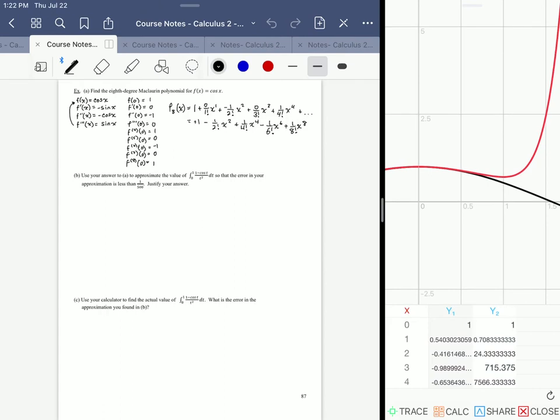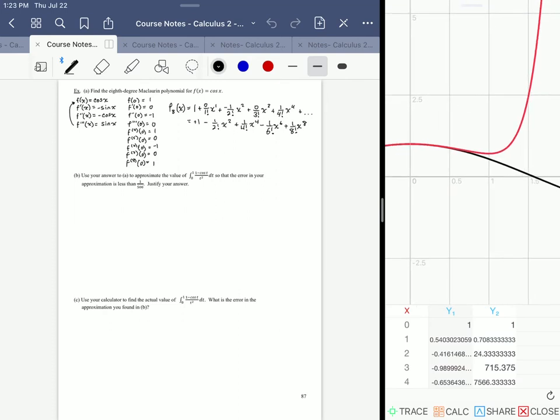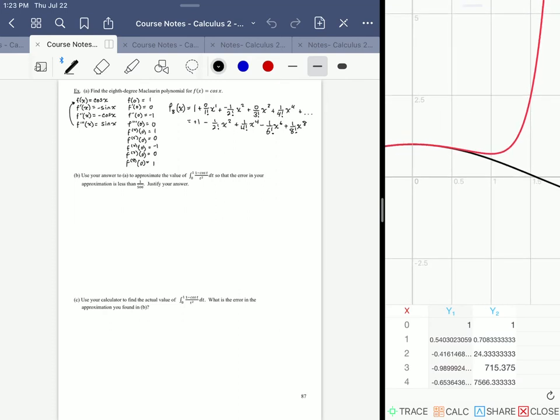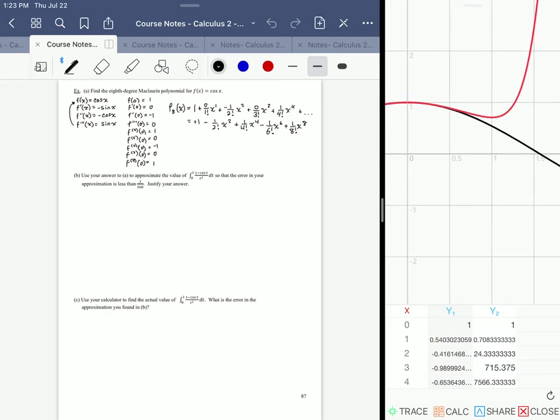Now, over 0 to 1, it looks like the red one deviates some from the black one. The black one is the cosine function. The red one is the polynomial function. We would probably need a few more terms to get where we need to go, maybe even just one more term of the polynomial. So we'll keep that in mind.